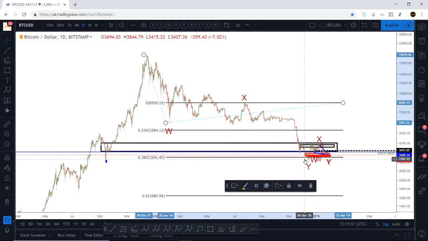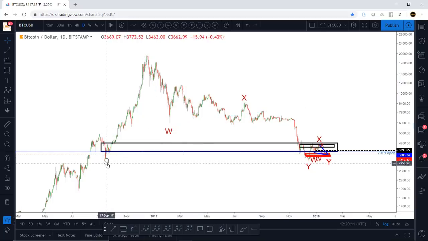We came down to, I think, 3120. So that was the reason for this general target. It was the 0.382 extension of wave W that I thought Y would come down to. On top of that, you can actually see, I'm going to zoom in, this little blue square there is actually an order block in itself.